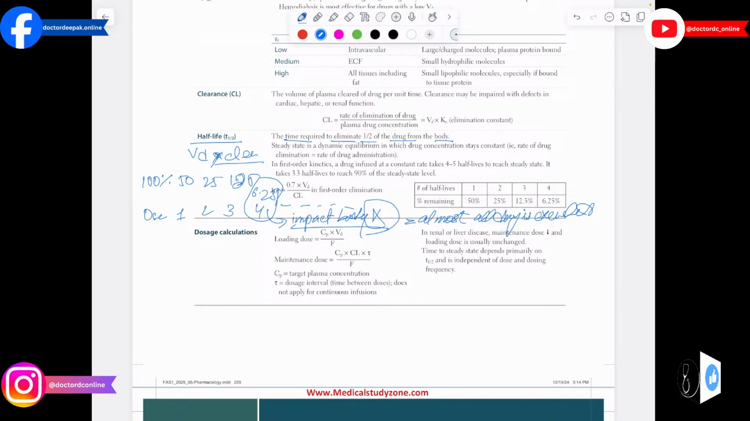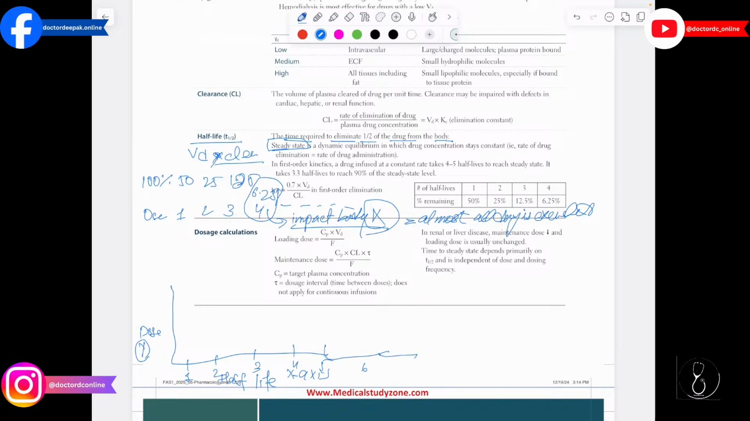And secondly, there is one more thing, the steady state. Before we define the steady state, I want to make a graph. In this graph, I'm writing half-life on the x-axis and dose on the y-axis. For instance, first half-life, second, third, fourth, fifth, sixth, seventh. It starts at 0, and this is 5 grams, 10 grams, 15 grams, 20 grams, 25 grams. Fine.